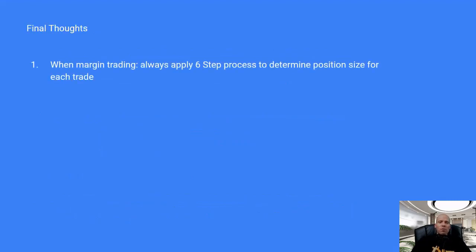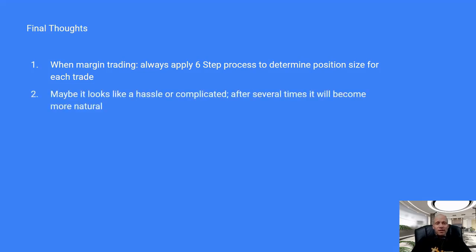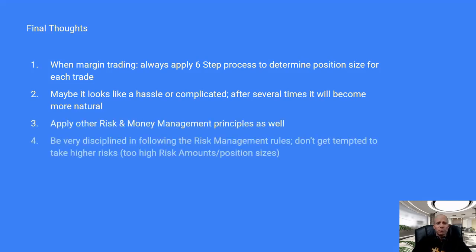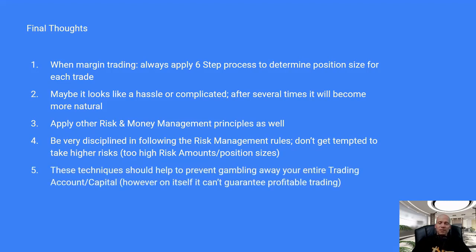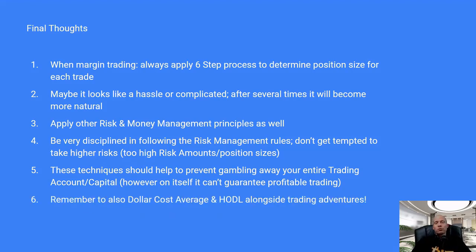Final thoughts. When margin trading, always apply the 6-step process to determine the position size for each trade. Maybe it looks like a hassle or complicated, but after several times it will become more natural. Apply the other risk and money management principles as well, and be very disciplined in following the risk management rules. Don't get tempted to take higher risk, such as too high risk amounts or position sizes. These techniques should help you to prevent gambling away your entire trading account or trading capital. However, on its own, of course, it can't guarantee you profitable trading. And remember to also dollar cost average and hodl alongside your trading adventures.